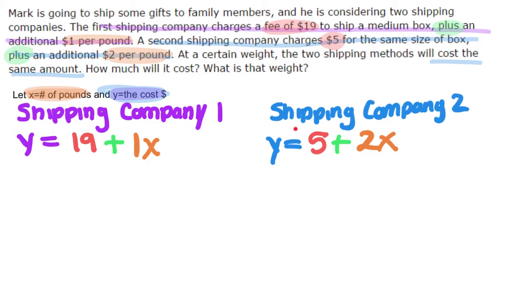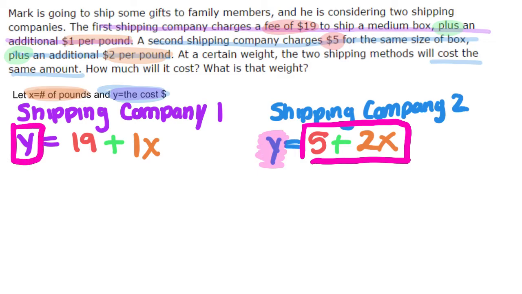Now to solve, we have to use substitution. However, we should see that y is by itself for both equations. So I can easily use the substitution method to solve. So since we have that y is by itself in both equations, I'm going to take this value of y, so this whole 5 plus 2x, and plug it in for y over here. So my equation becomes 5 plus 2x is equal to 19 plus 1x.